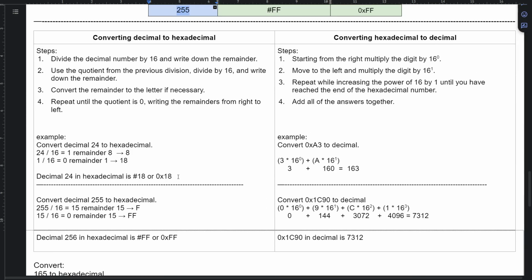So let's look at converting from decimal to hexadecimal. This is basically the same thing that we followed with decimal to binary. You're going to divide by 16, write down the remainder, get the quotient, and keep going. So let's just do this one real quick.